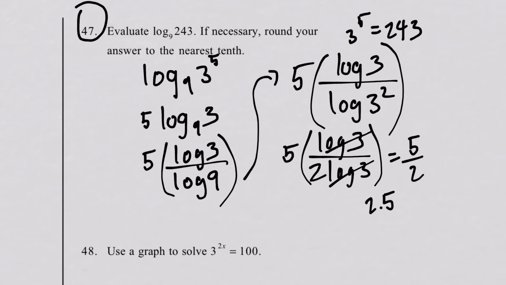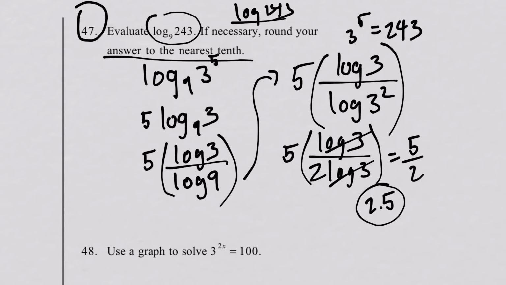It says round to the nearest tenth, right? So we're going to leave it as a decimal, 2.5. Yes, you could have done this with the calculator, right? At this point right here, right at the beginning, you could write that as log of 243 over log of 9. But that's kind of cheating, right? You want to be able to manipulate them yourself without having to count on the calculator every single time.